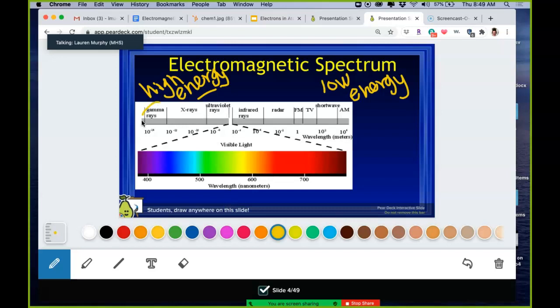So these are your super high energy and super low energy, and then the light we see is somewhere in the middle. If you want to look at it this way, up until visible light, you're good in terms of how harmful it is. After visible light, you know that UV light is harmful, right? UV light from the sun can cause skin cancer. You know, X-rays can be harmful, right?